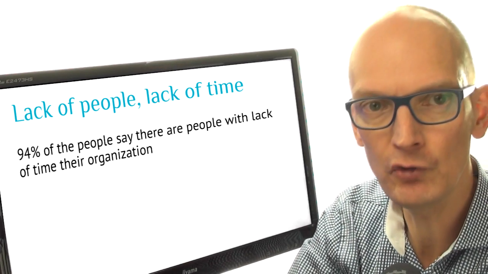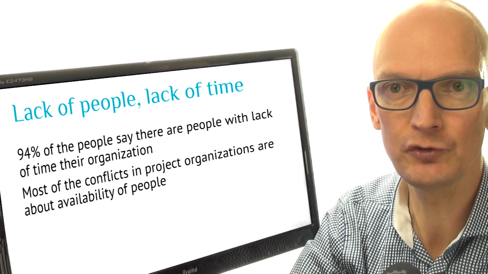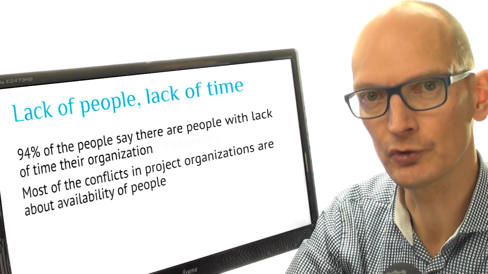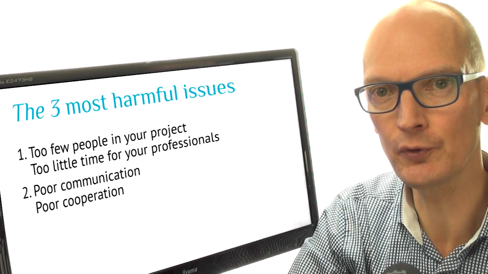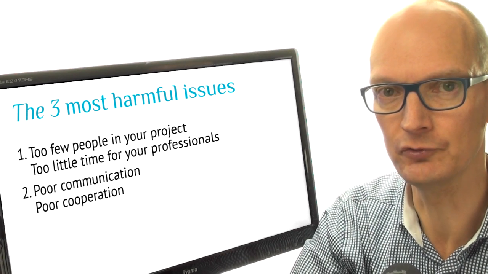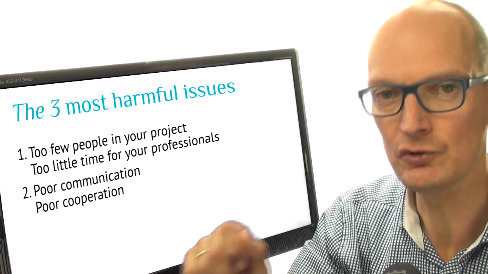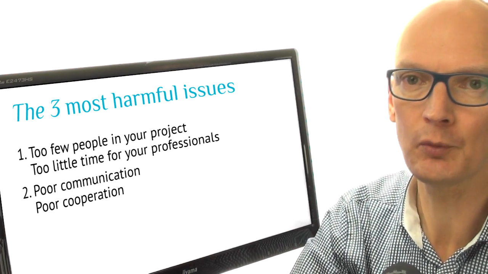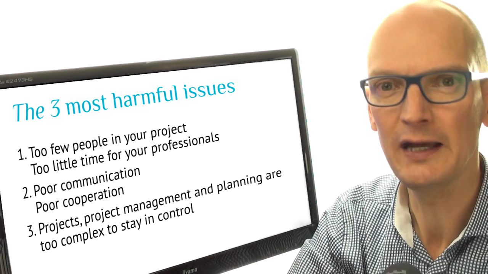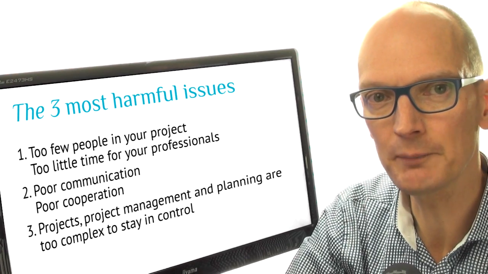Think about this. Most conflicts in projects are about availability of people. And if they don't have enough time to do their job, what else can you expect from them? The second problem that most projects suffer is poor communication and poor cooperation, usually caused by too little time, but also by frustrated relationships. And the strength of your project depends on the cooperation between your people. And the third problem is the loss of control over complexity. Project management, project plannings, and projects themselves are so complex that it is hard to stay in control. You've got to do something about that.